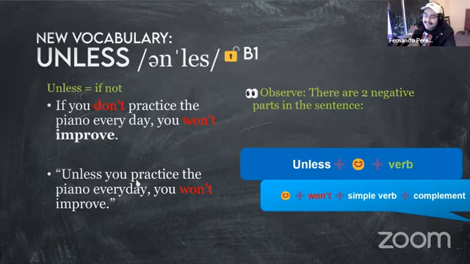With unless is similar to mathematics. So you need to think, okay, unless you practice the piano, you won't improve. Negative. If you practice the piano, you will improve. Positive. Positive consequence.